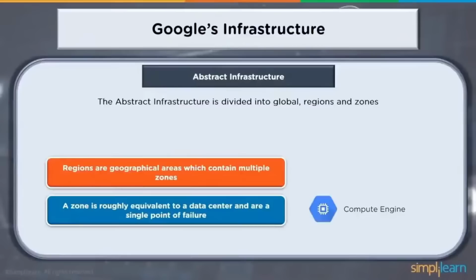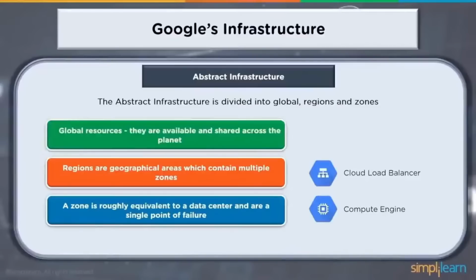You have regions, which are geographical areas that contain multiple zones. So you could have a region for US Central or Europe Central, Europe West, and so on. Within a region, you would have one or multiple zones, and zones basically allow high availability of resources. Cloud Load Balancer, as an example, is a regional resource. Then you have global resources, which are available and shared across the planet, such as network, which could even be your IP addresses and so on.